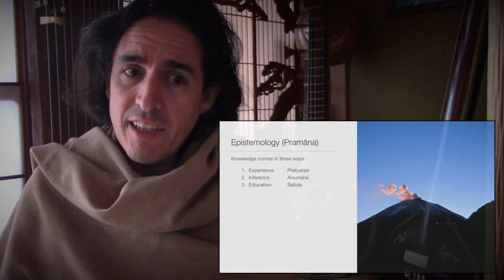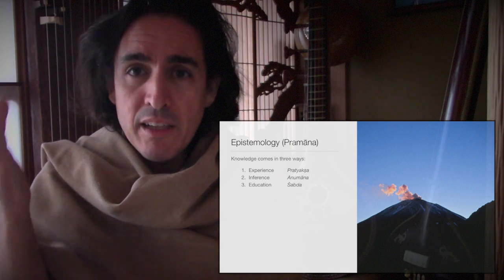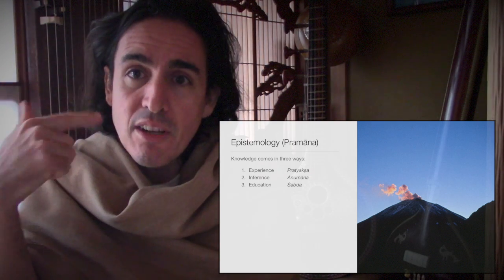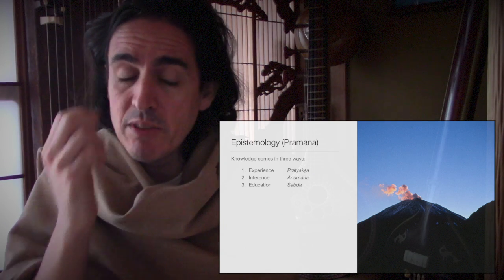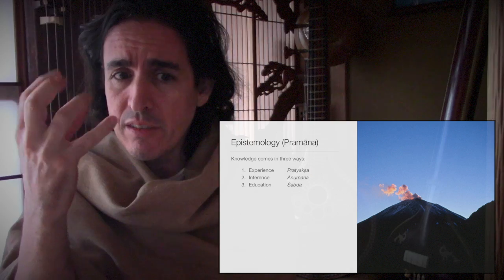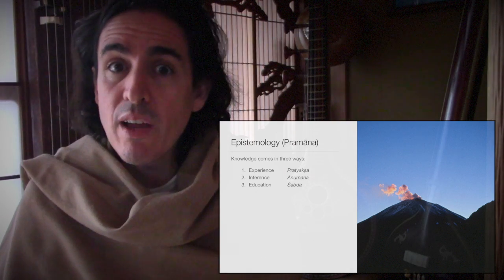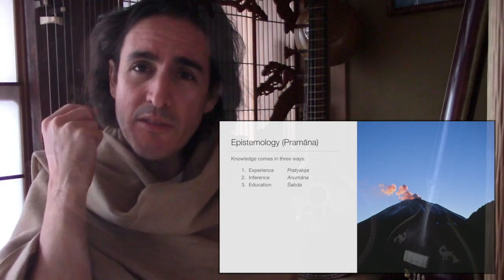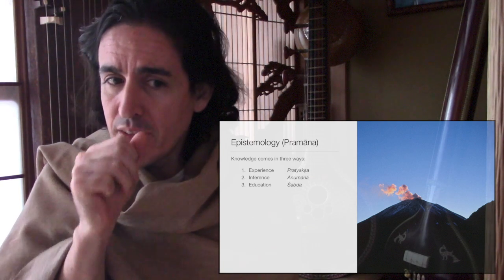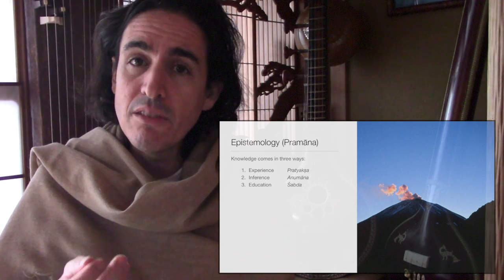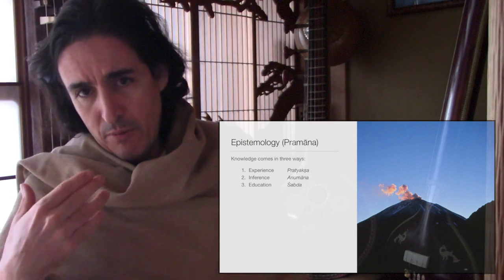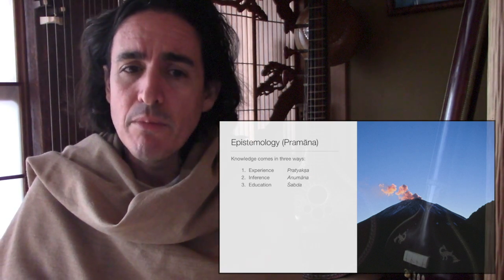Then inference, the second means of getting knowledge, is called anuman. It's something that happens in your manas, in your mind, after you have some experience. So anuman, or inference, is a way of putting together experiences to get knowledge about something which you haven't even directly experienced. And the third way is education. The Sanskrit word here is shabda, which literally means a word. So education is passed on through instructions. Instructions come in the form of words.